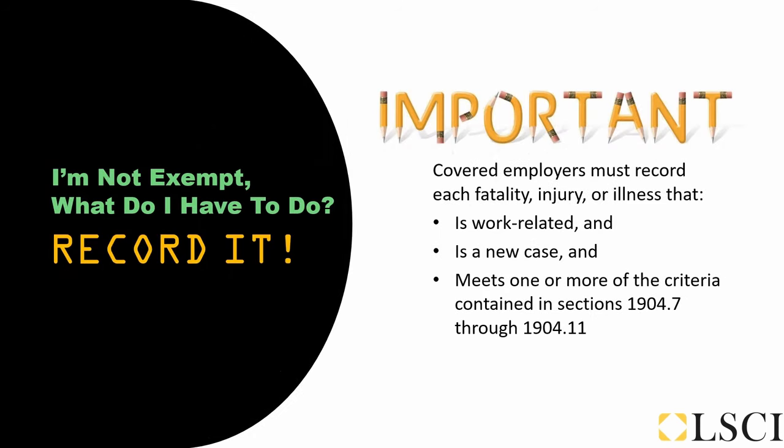All right, so we covered the exemptions. Now, if a company is not exempt, then what do they have to do? Well, Emily, covered employers must record each fatality or injury or illness that is work-related, is considered a new case, and meets OSHA's general recording criteria, such as having an incident involving fatalities, days away from work, job transfer restriction, or other recordable injuries, such as receiving medical treatment. Don't worry, we will be discussing OSHA's general recording criteria for you here today.